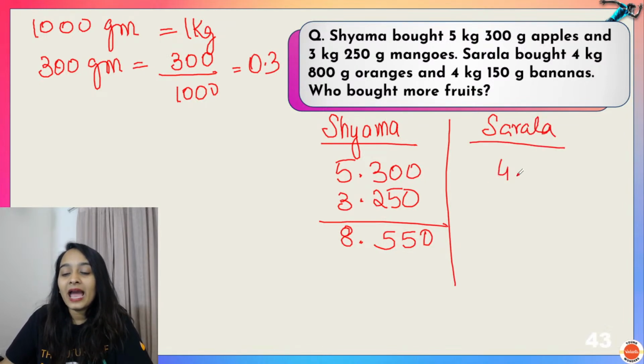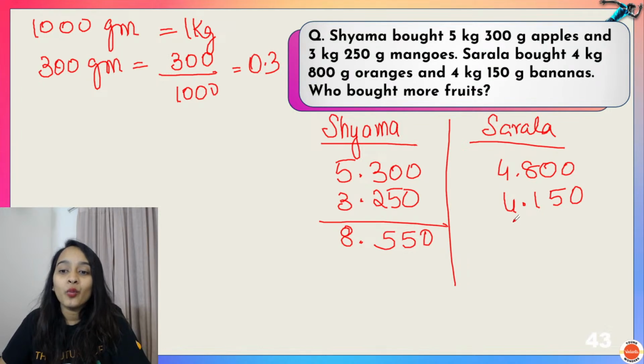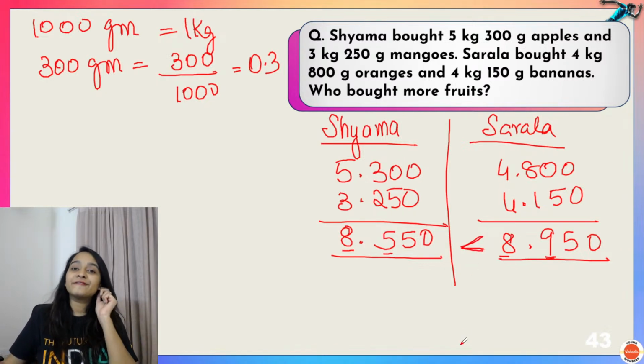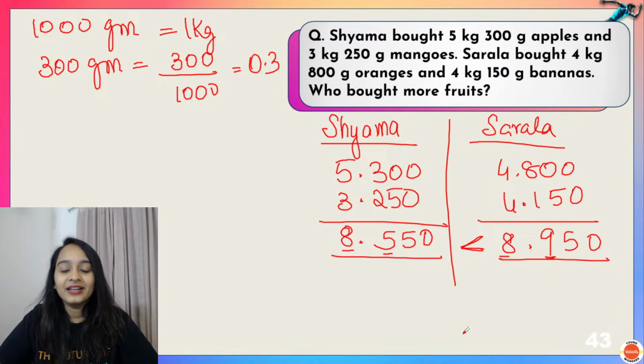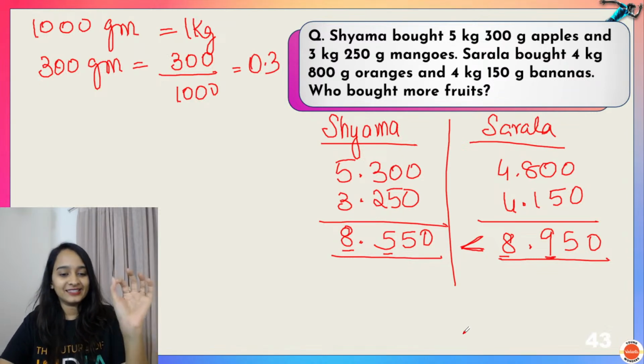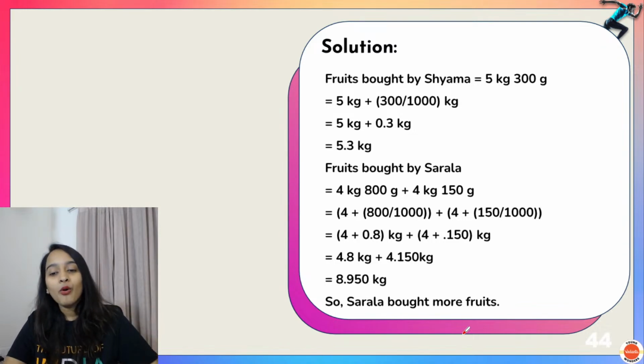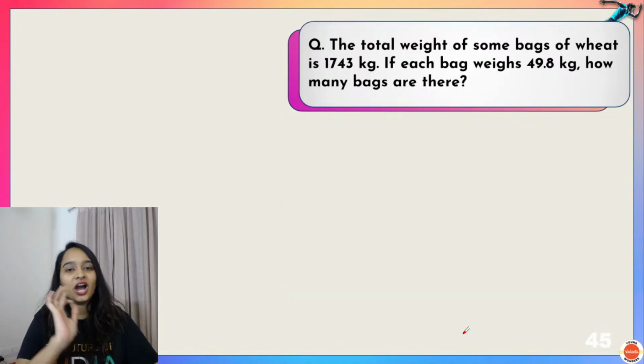4 kg and 800 grams, so 4.800. 4 kg and 150 grams is 4.150. 0, 5, 9, point and then 8. So how do you compare? 8, 8, same. 5 and 9. So 8.950 is greater than 8.550. Okay? Yes, so Sarla has bought more fruits than Shama.